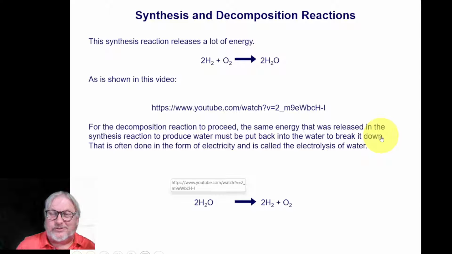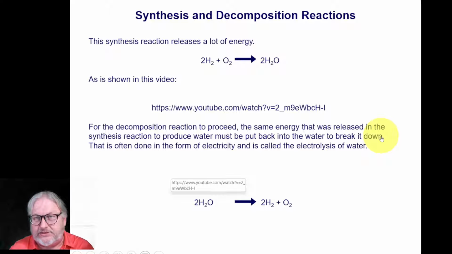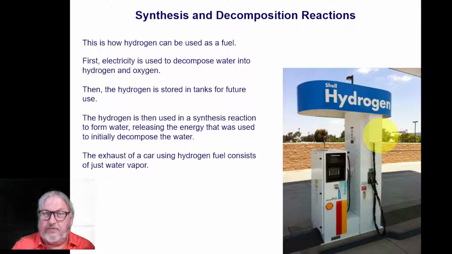Now we'll put electricity into the water and we'll perform electrolysis, which is a method for decomposition of water. So this is how we can use hydrogen as fuel. Okay, first we've got to use electricity to decompose the water into hydrogen and oxygen. That is energy. Then you store the hydrogen in tanks for further use.